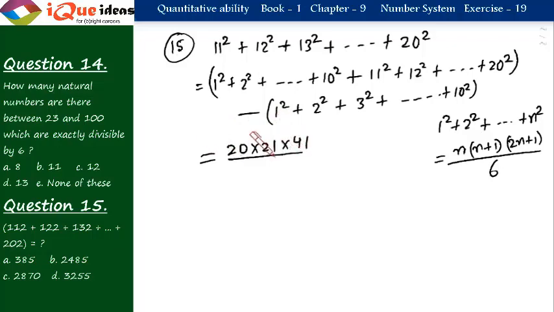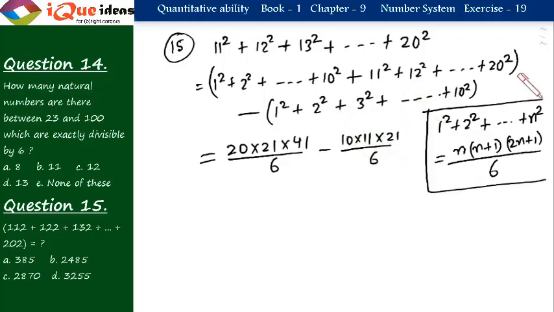Minus. For the second part, you will have to put n equal to 10. So it is 10 into 11 into 21 divided by 6. The formula remains the same for both parts. So what we did, we had the squares from 11 to 20. So we added the squares from 1 to 10 and subtracted the squares from 1 to 10 so that both parts start from 1. Okay.